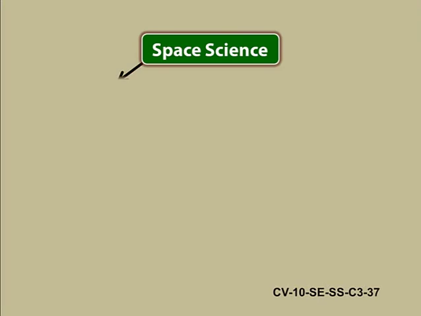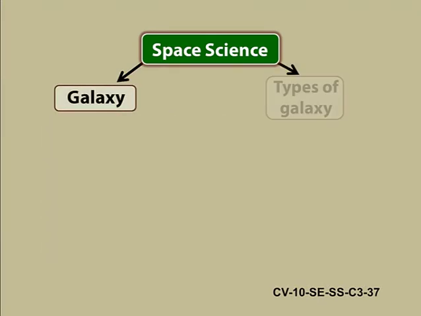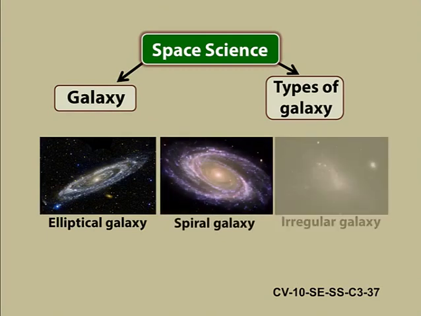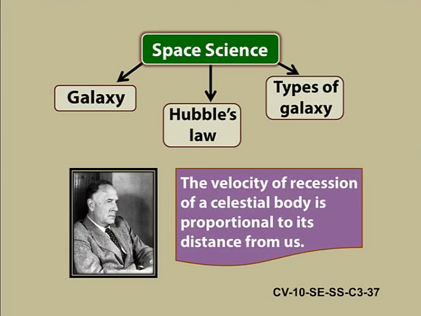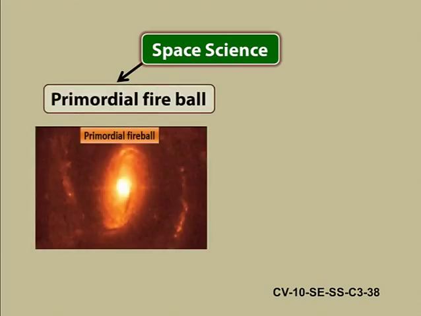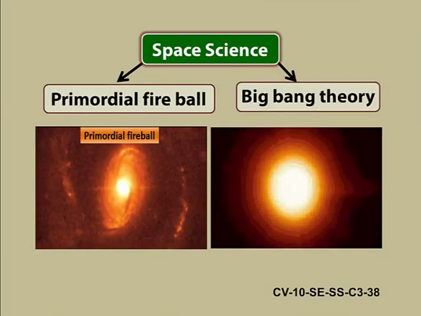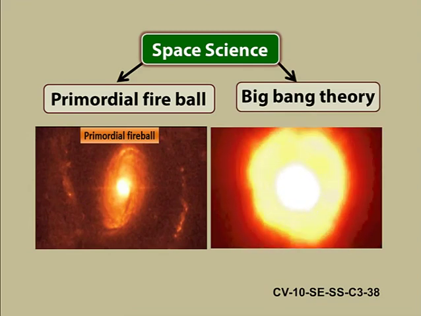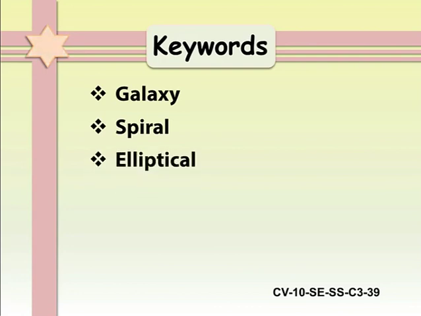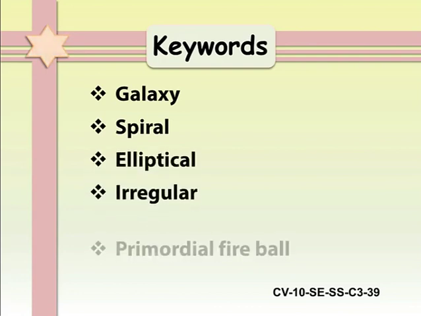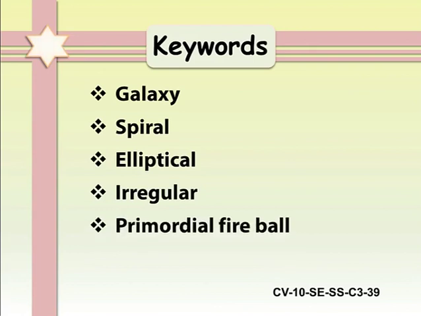You have understood about galaxies, different types of galaxies, and also Hubble's law, primordial fireball and also the Big Bang theory. In this capsule, the important keywords are galaxy, spiral, elliptical, irregular, primordial fireball, Big Bang theory.